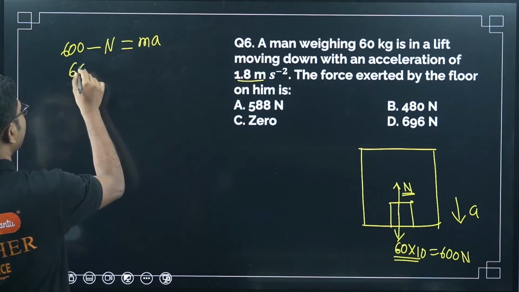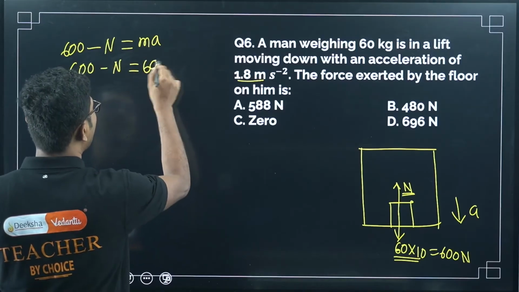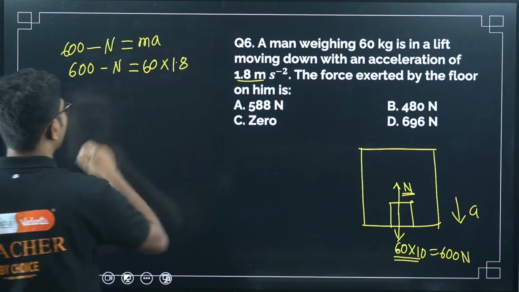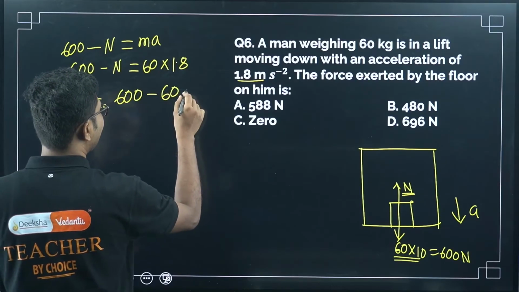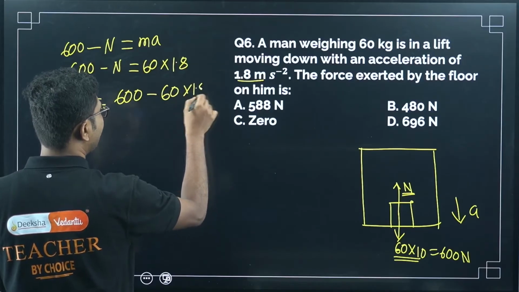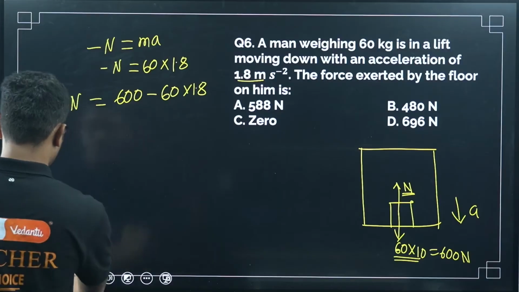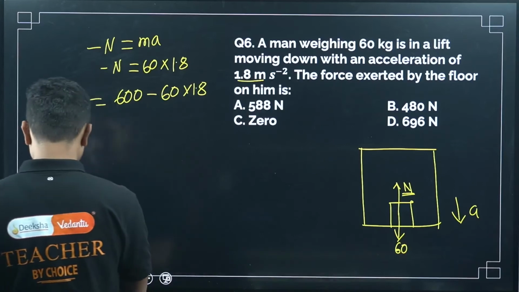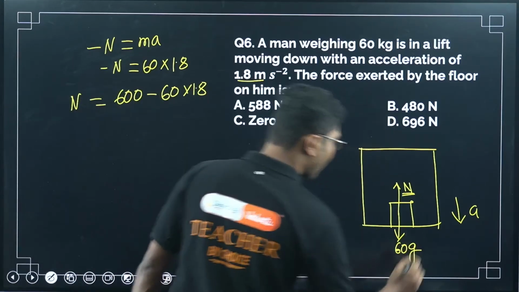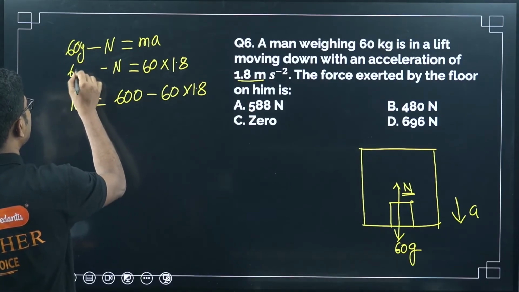Okay, so 600 minus N equals m, which is 60, times acceleration, 1.8. So N is equal to 600 minus 60 times 1.8. Now one thing we can do here that will be easier: instead of multiplying 10 directly, we keep it as g, mg, right? So let's keep it as g. Why, you will see in a while. So it will be 60 g.